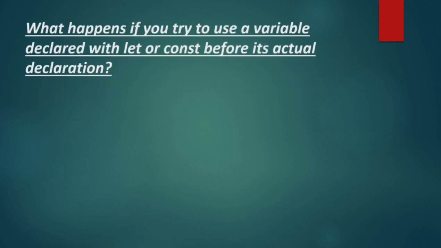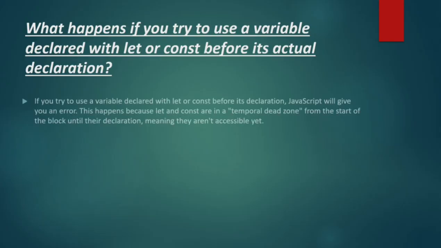Now let's move to the different question. What happens if we try to use a variable declared with let or const before its actual declaration? If we try to use a variable declared with let or const before its declaration, JavaScript will give you an error. This happens because let and const are in a temporal dead zone from the start of the block until their declaration. It means that they are not accessible yet.